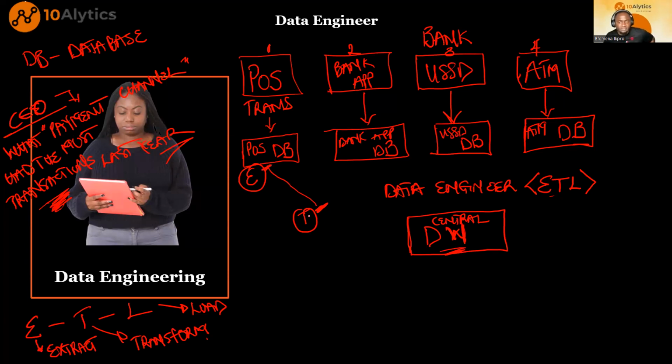We'll transform the data. The best way to explain it is this: if you go to the market today to buy foodstuff, you want to cook stew or jollof rice. You buy the rice, the pepper, all the ingredients you need. After extracting the foodstuff from the market and you get to your house, you can't just start to cook. You need to transform the ingredients.